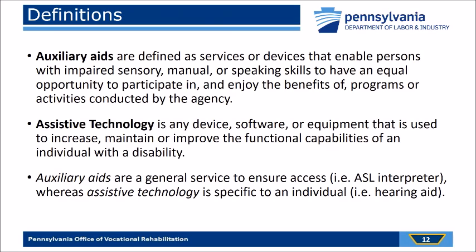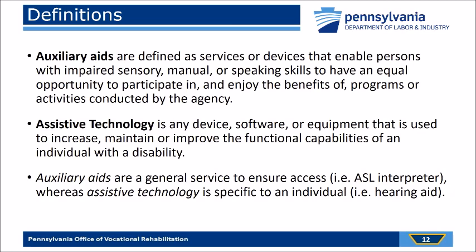So when we're talking about auxiliary aids, they are defined as services or devices that enable a person with impaired sensory, manual, or speaking skills to have an equal opportunity to participate in and enjoy the benefits of a program or activity conducted by the agency. However, assistive technology is a device, software, or equipment that is used to increase, maintain, or improve the functional capabilities of an individual with a disability.